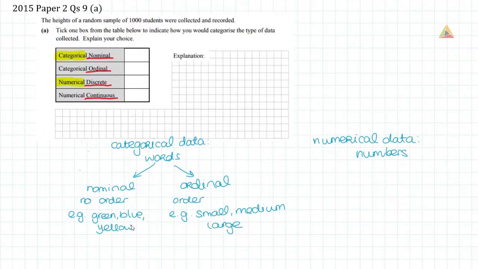When we're dealing with our numerical data, we then have continuous and discrete. So we have discrete numerical and we have continuous numerical. So when we're dealing with discrete data, this is usually counting.